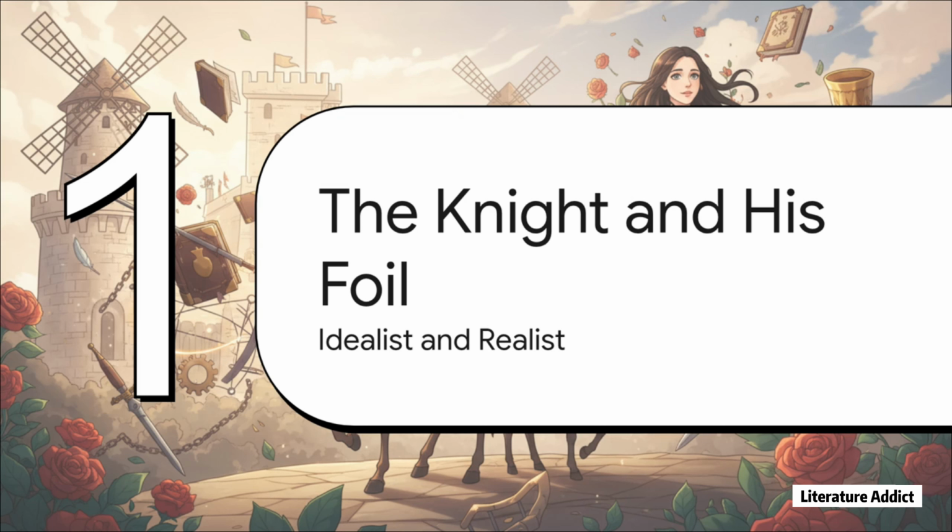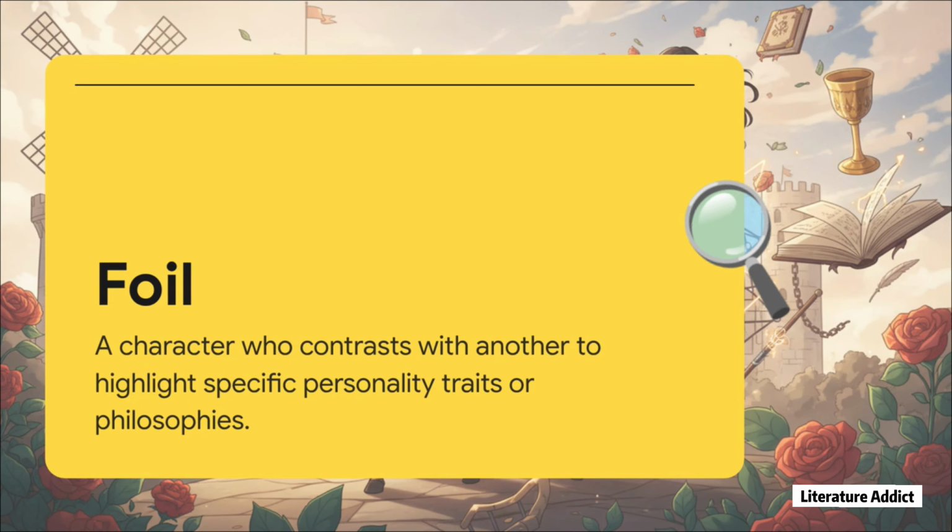Which brings us to layer number 2, the knight and his foil, the idealist and the realist. And this brilliantly illustrates the literary device known as a foil. That's a character who directly contrasts with another to highlight specific traits. Cervantes was smart. He knew a madman just wandering around alone wasn't going to hold up an entire novel. So he introduces Sancho Panza, a simple-minded peasant whose utter normality perfectly highlights his master's incredibly complex madness.